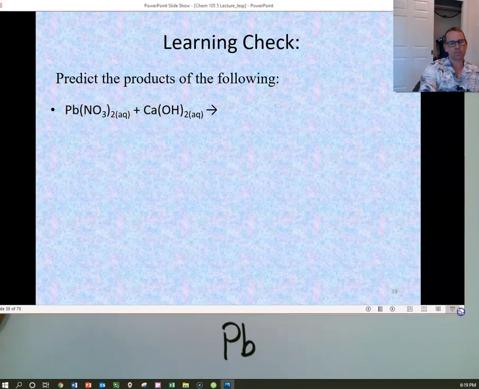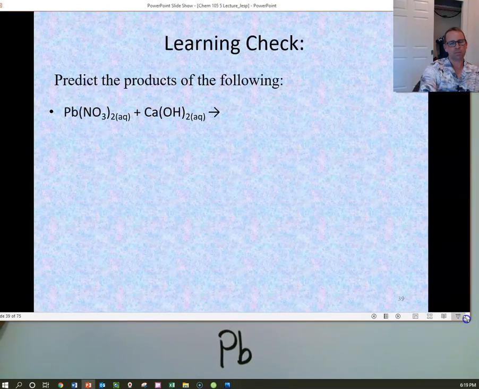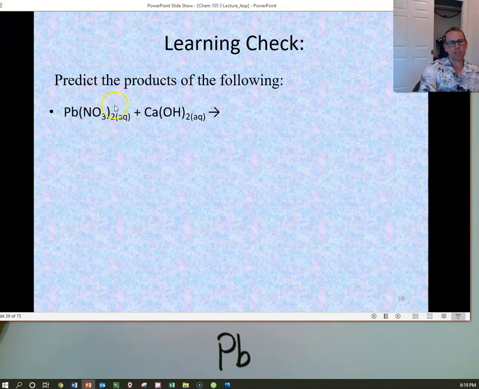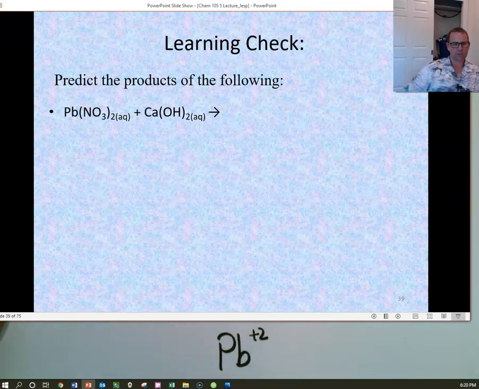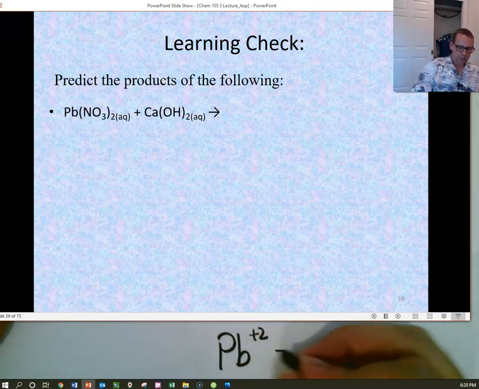I see the 3 inside, but outside the parentheses, that's a 2. So 2 nitrates, 2 minuses. And then the lead must be positive 2. Very good. So the positive 2 lead ion is going to come together with what on the other side?